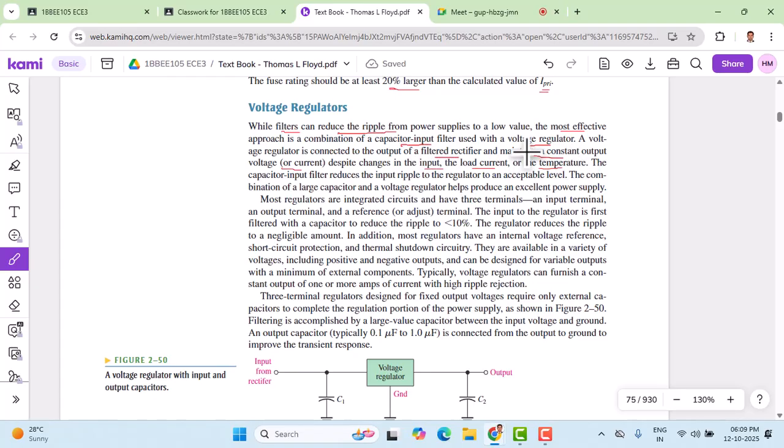The voltage regulator and capacitor filter can maintain a constant DC voltage at the output here. The capacitor input filter reduces the input ripple. The regulator also brings it to the acceptable level whatever the application needs. The combination of a large capacitor and a voltage regulator helps in providing an excellent DC power supply.